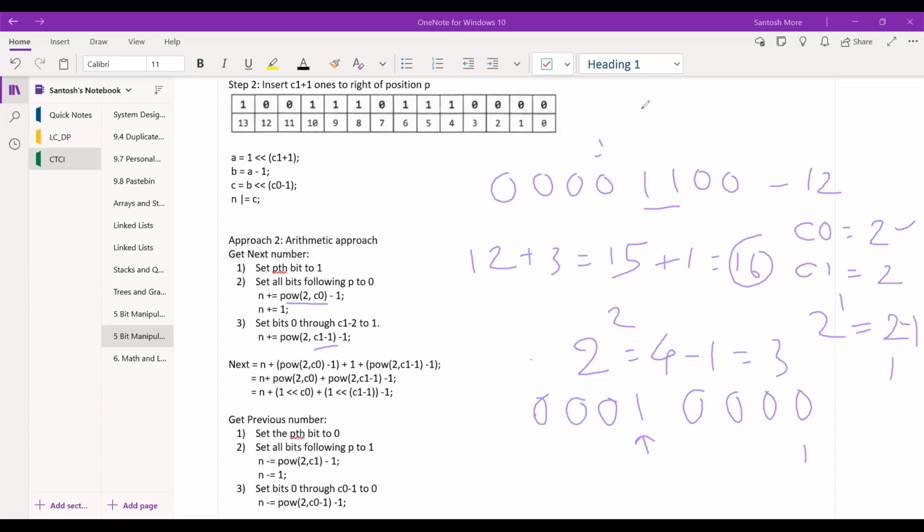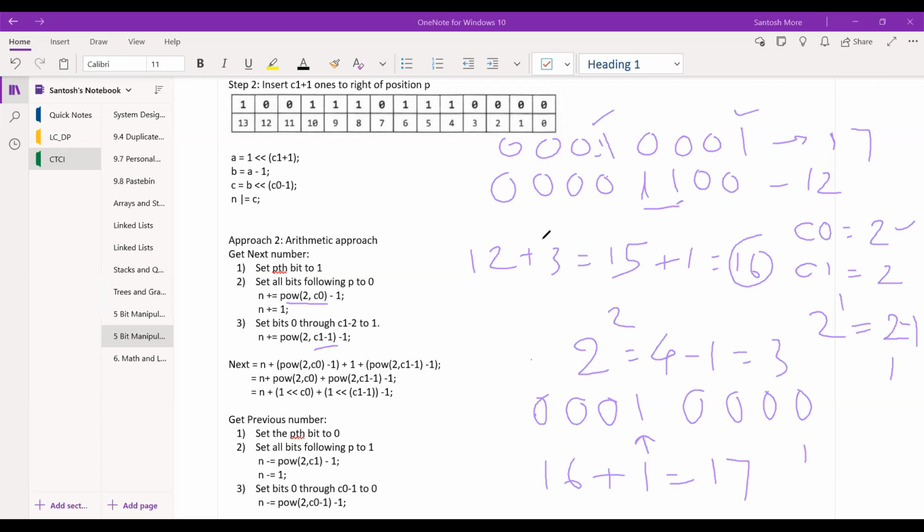So then if I add that to 16, plus 1 will be 17, right? Now the binary representation of 17 will be 0 0 0 1 0 0 0 1. So this is 17, and this is the next highest number with the same bits. I did the same thing with the arithmetic approach. I moved this one bit over here, and this other one bit I'm just pushing to the extreme right. But this time I didn't use any bit manipulation or masking, I'm using this formula for setting all the bits.